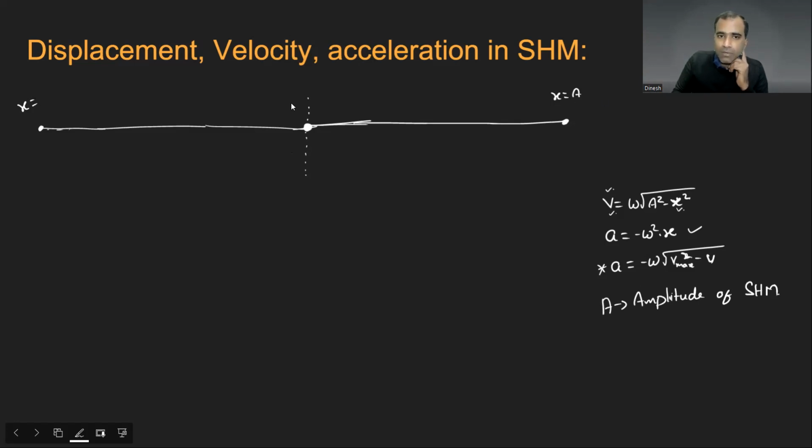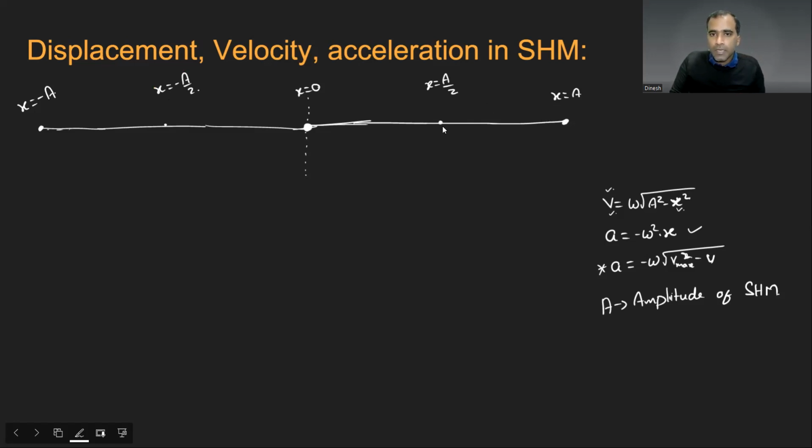If this is x equal to A, this is x equal to 0. And what is this position? x equal to? Minus A. Minus A. Okay. Very good. So how about x equal to A by 2? Let us take this point also, x equal to A by 2. Similarly, let us take this point also to analyze, x equal to minus A by 2. So let us analyze these 5 points for now.